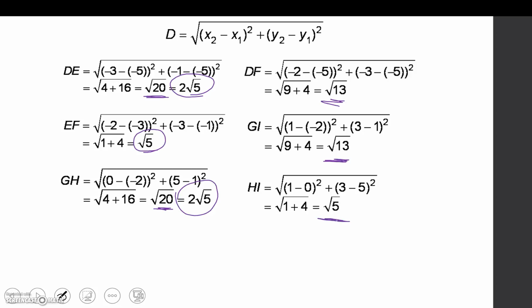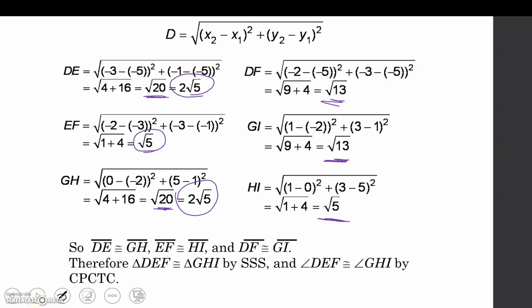So if you take a look back at those original triangles that you've drawn, you can see that DE and GH are the same length, EF and HI are the same length, and GI and DF are the same length. So by side, side, side, the two triangles are congruent, and then by CPCTC, those two angles that we wanted to show were congruent are actually congruent.